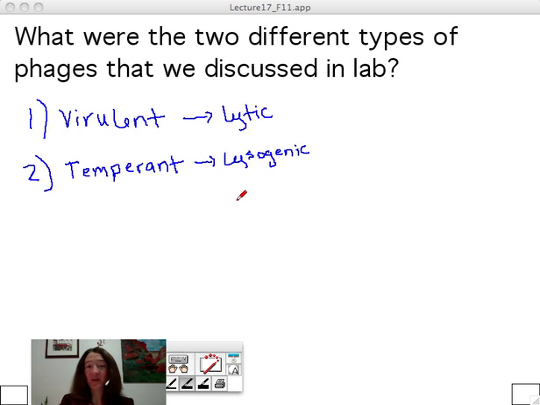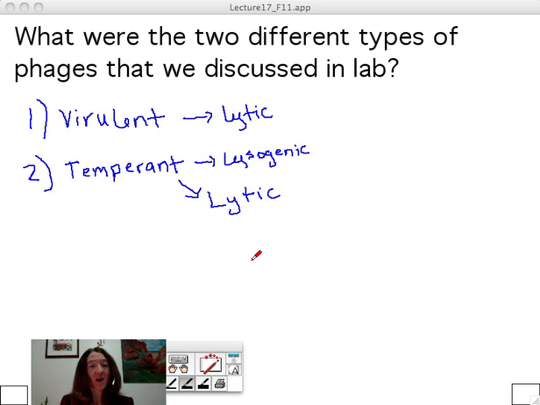Hangs out there, gets replicated, but then when it starts to get some sort of signal of distress from the host cell, it's like, woo, I'm getting the heck out of Dodge, right? And it excises itself from the chromosome, and then it goes through the lytic pathway. So notice that a temperate bacteriophage is capable of hanging out and chilling in the chromosome, but it's also capable of going through that lytic pathway and lysing the host cell when it feels that it needs to go ahead and move along.